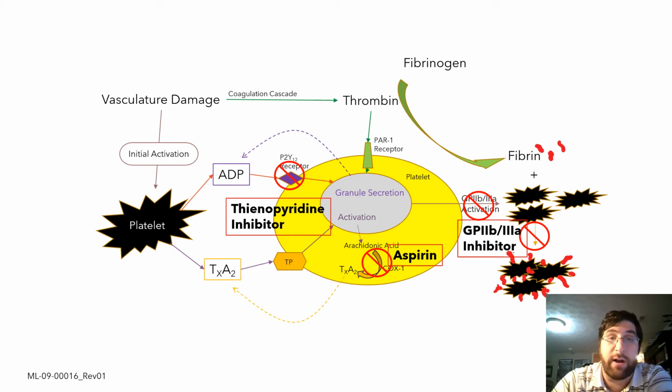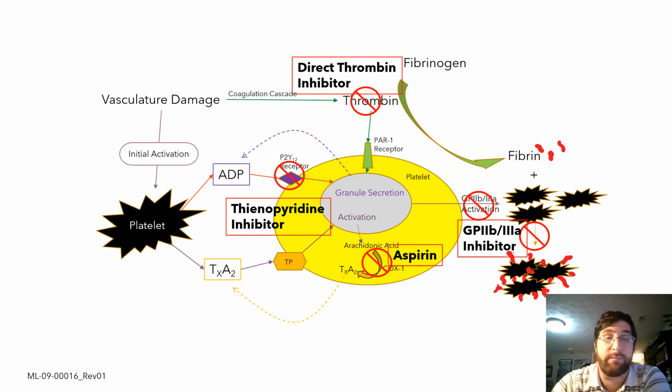The class of drug prevents aggregation of platelets to one another and to fibrin. Also available are the direct thrombin inhibitors, such as argatroban, which will prevent platelet activation by removing thrombin from circulation so that it cannot bind to the PAR receptors present on platelets.